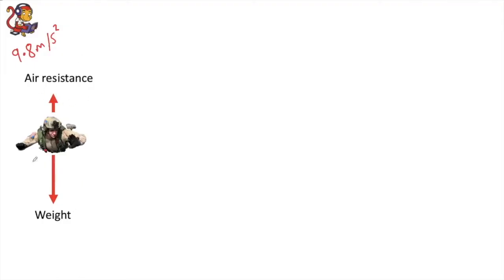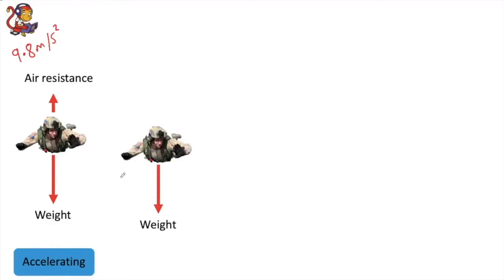So here we've got a scenario where weight is larger than air resistance, and therefore the motion will be acceleration, so he's accelerating towards the Earth. And then as speed increases, so as he accelerates, air resistance will also increase until you get to a point where the air resistance will balance out the weight, shown by the same size arrows here, and in this case he will not be accelerating anymore, but will have reached a constant speed.